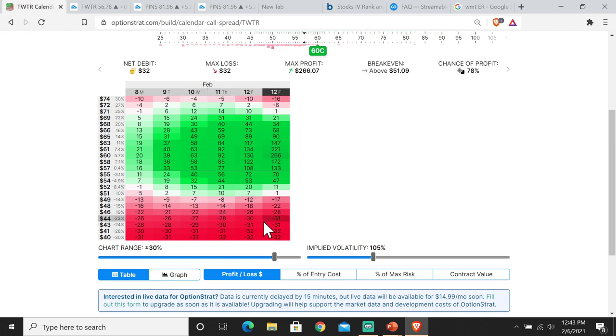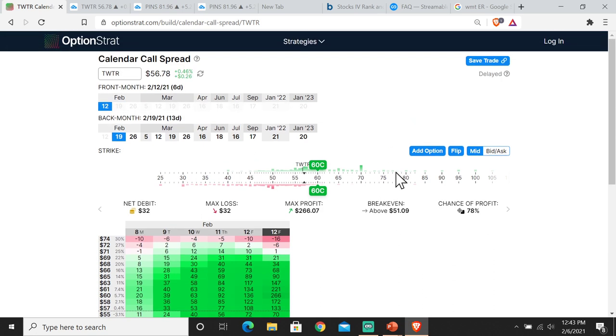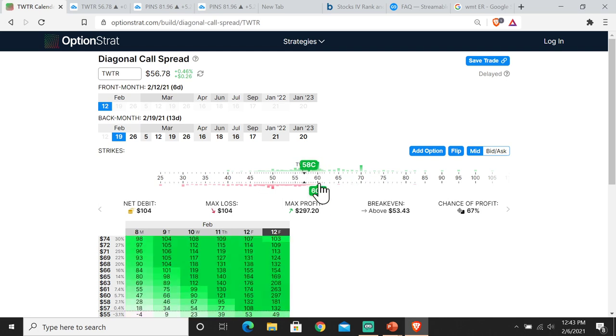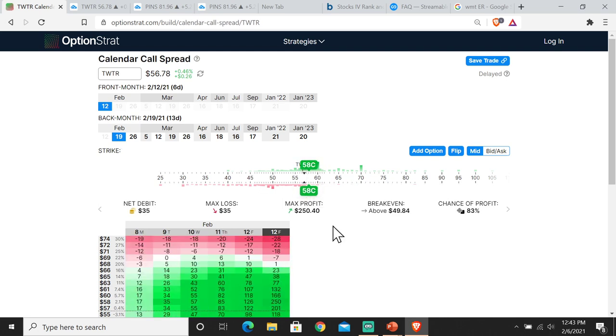68. So if it goes down to 44, we actually lose quite a bit, most of our options contract premium. If it goes up to 66, we're good. So basically at this point, you have to determine what your bias for the play is. And this is for the 60C. So if I'm feeling less bullish on it, then I can move down to the 58C, for example.